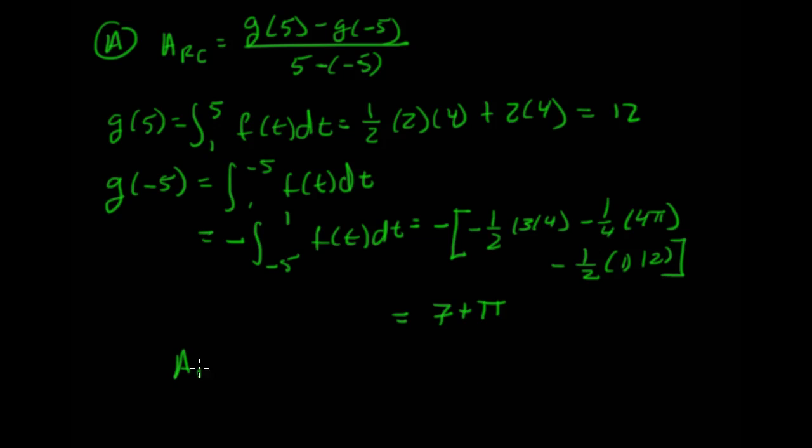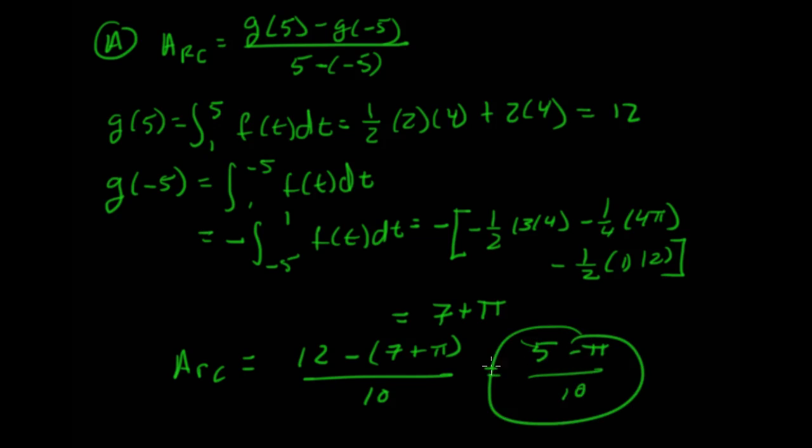So the average rate of change is going to be g of 5, which is 12, minus 7 plus pi, all over 10, which is 5 minus pi over 10. And that's your answer for part A. Let's look at part B.